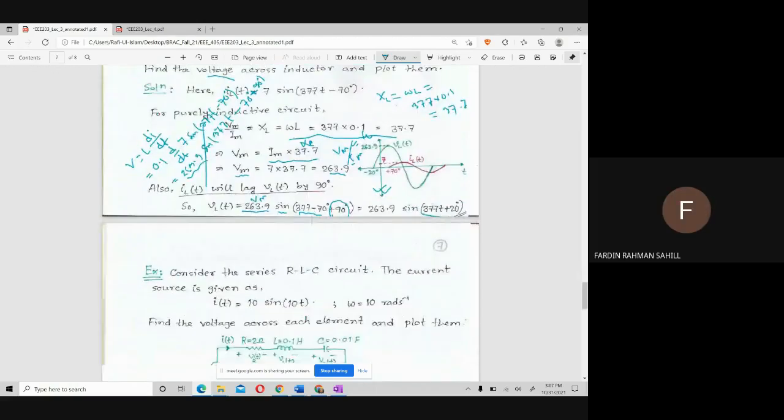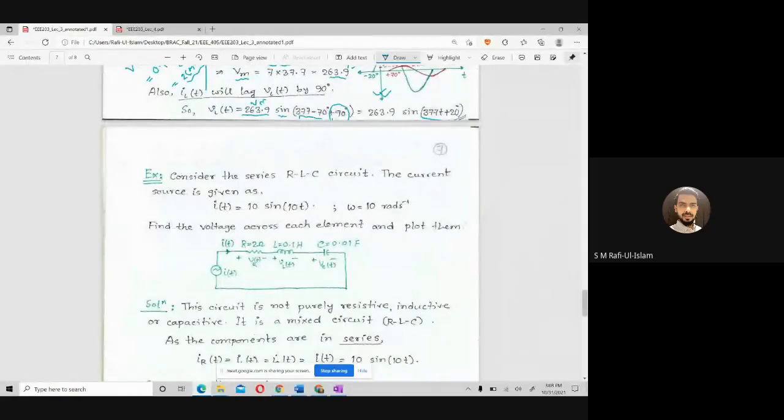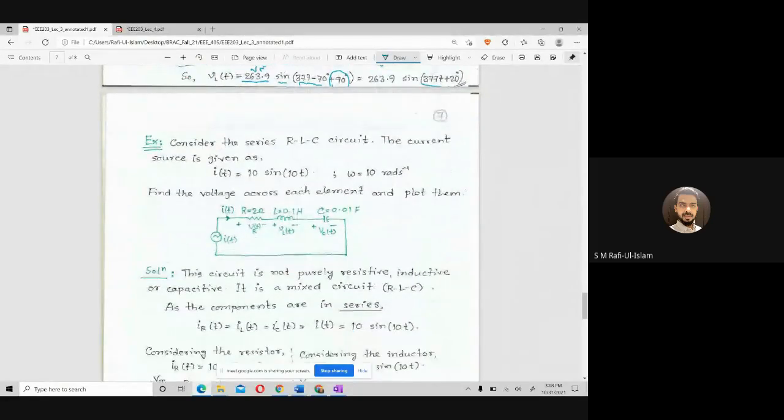Now we'll be doing something not so simple, not purely resistive or inductive or capacitive. Just think about another basic example. For this example, we have a series RLC circuit. The current of the source is given in this equation, with omega t, where omega is 10 radian per second. My target is to find the voltage across the resistor, the voltage across the inductor, and the voltage across the capacitor.